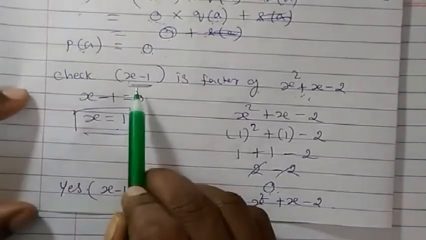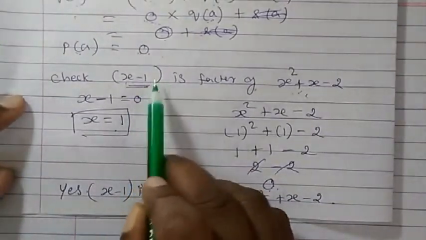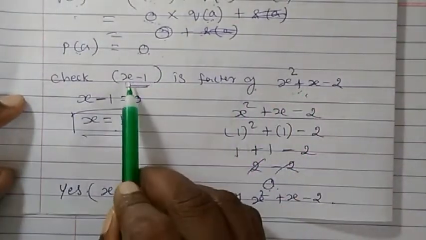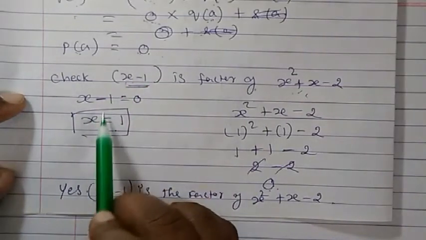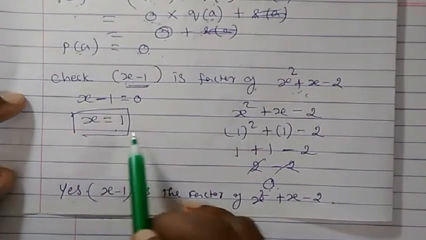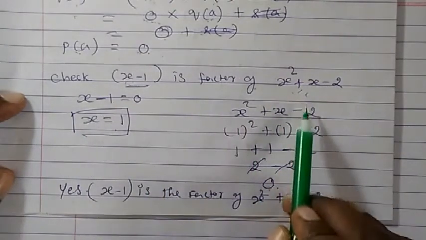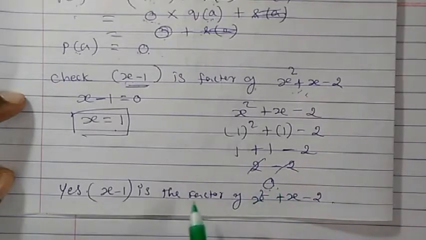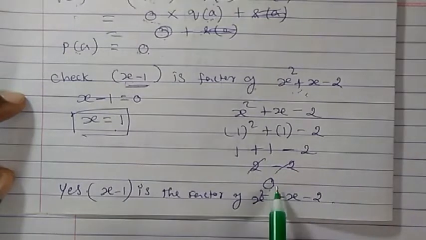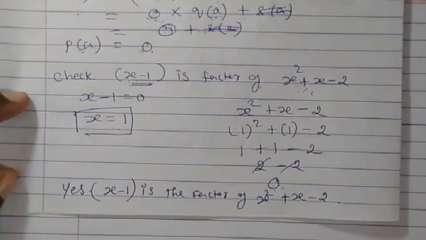Here I give you an example: when you divide a polynomial by a linear polynomial, get the x value from the linear polynomial, and when we apply that value in the polynomial, we get 0. When we get 0, then we say this is a factor of the polynomial. If we don't get 0, then this is not a factor of the polynomial. That's what we are going to do in this sum.